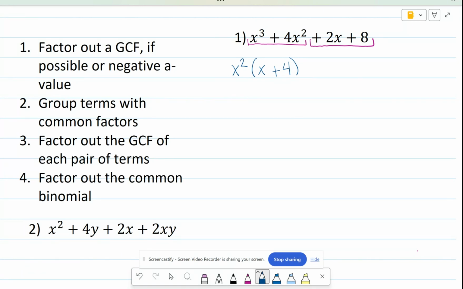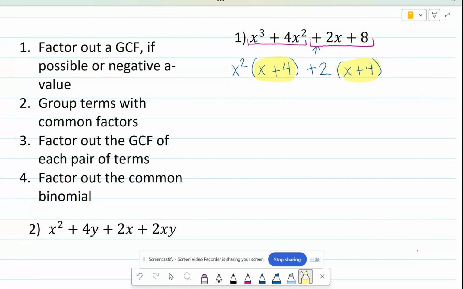The next thing we're going to do is whatever this sign is here, it needs to come down in this next step. That's really important. Now, my next 2 terms had a GCF of 2, so I'm going to pull out that 2. I'm pulling out a positive 2. So positive 2 times x will give me that 2x that I had, and positive 2 times positive 4 will give me the 8 that I had there.